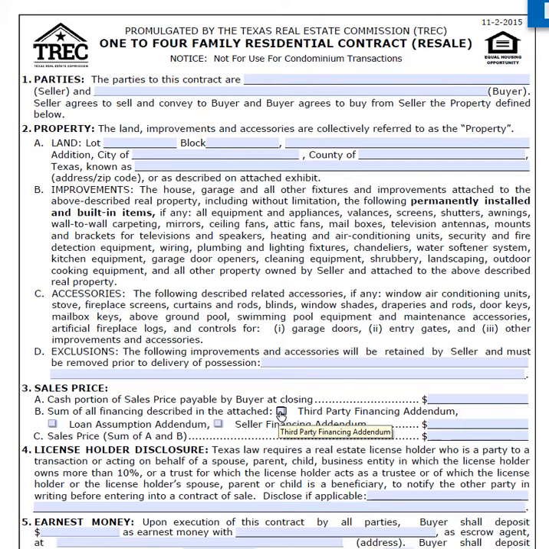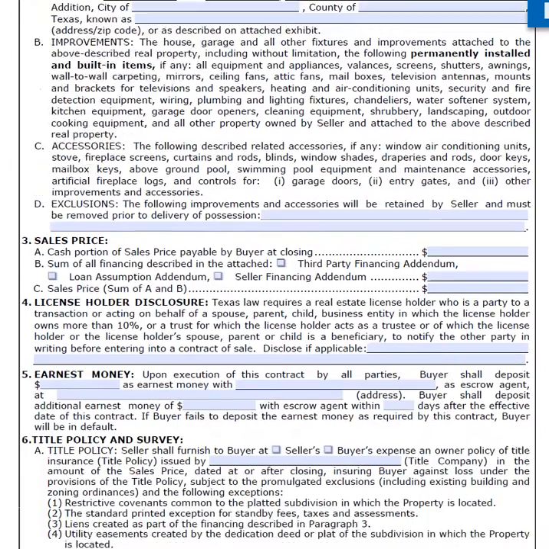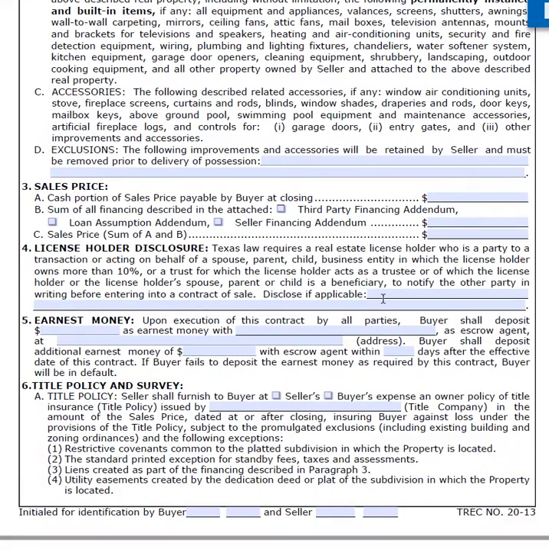So anytime they're getting a mortgage or any sort of third-party financing, you'll put that amount here, and then A plus B must equal C, and C is the sales price that you're offering on the property. So make sure that you get that correct. All right, in paragraph 4, license holder disclosure.